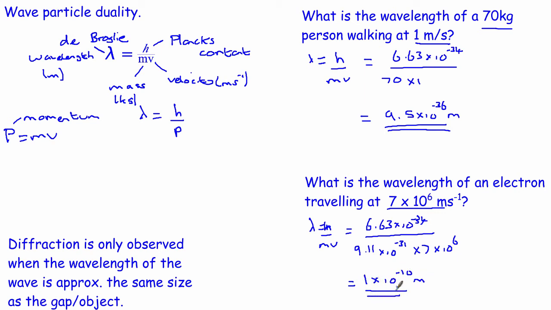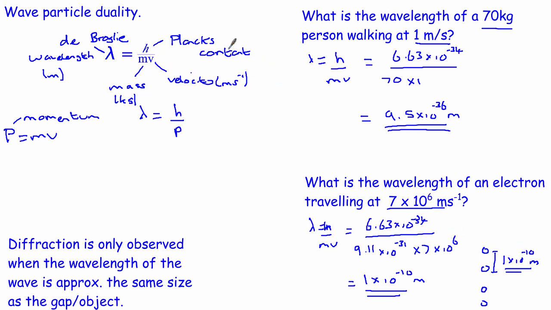Well, again, that looks really small, but whenever we look at the distance between atoms, so if we take, for example, something like graphite, and we look at the distance between atoms in a sheet of graphite, then the gap between here and here is of the order of 1 times 10 to the minus 10 meters. In other words, if we shone these electrons through this graphite sheet, because this gap is the same size as the wavelength, we should see electrons diffract.